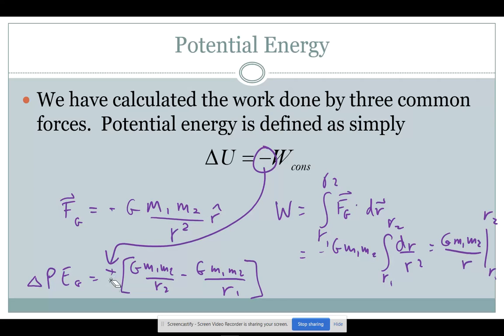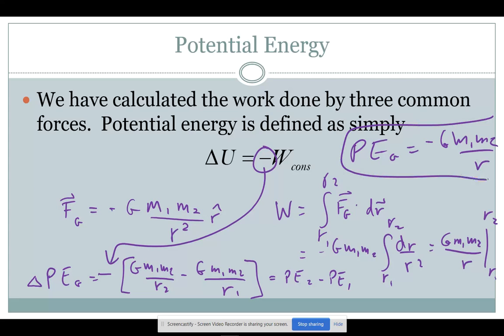And so that's potential energy 2 minus potential energy 1. And you see immediately, well, then that means potential energy 2 is minus GM1M2 over R2. Or potential energy is minus GM1M2 over R. I've used up my time. We've done a lot of work.